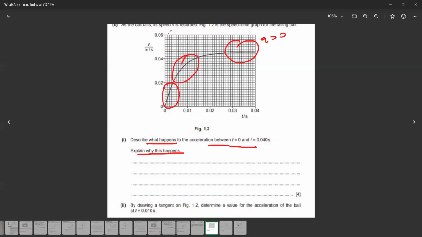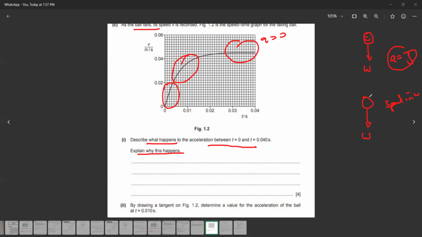So why did this happen? There is a ball which is falling. You drop an object from a certain height. Initially, the only force acting on the object is its weight, so the object will have an acceleration due to gravity. At this point, it has an acceleration due to gravity. Then, because the object accelerates, the speed of the object will increase.